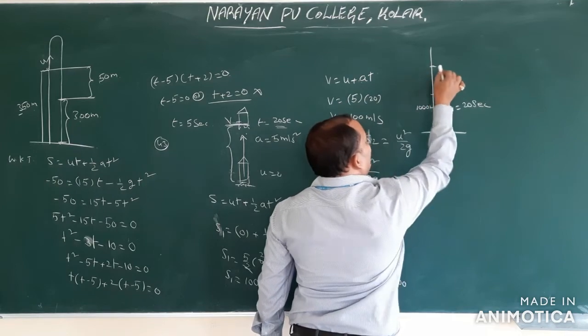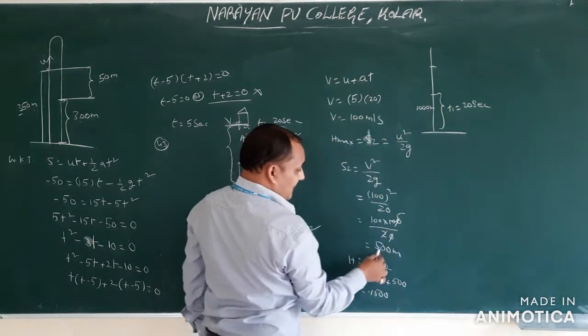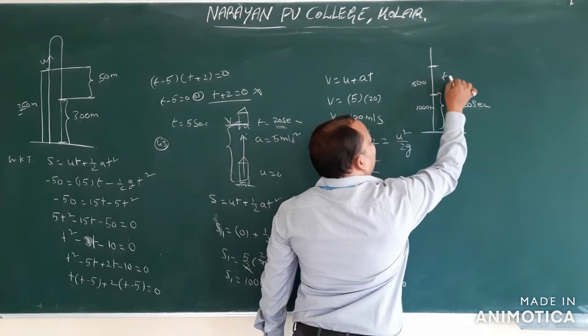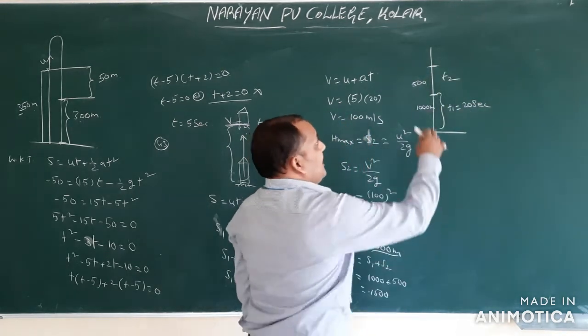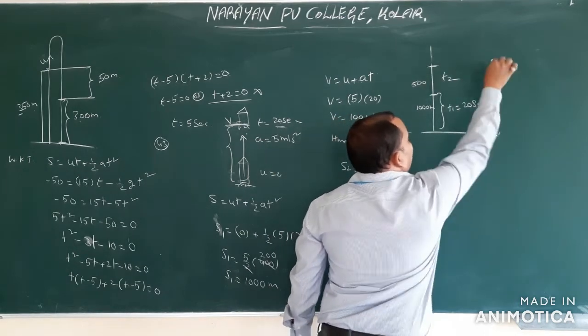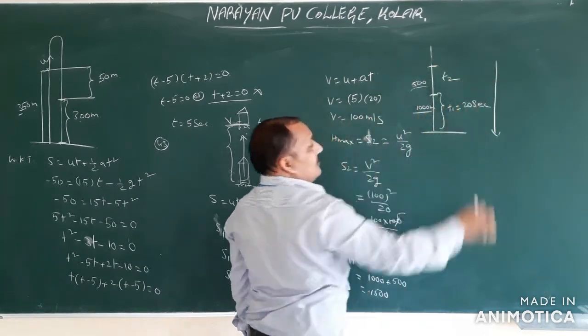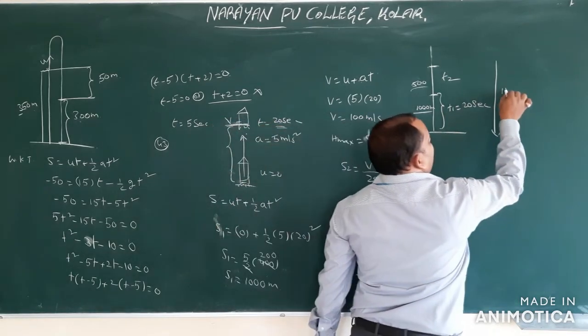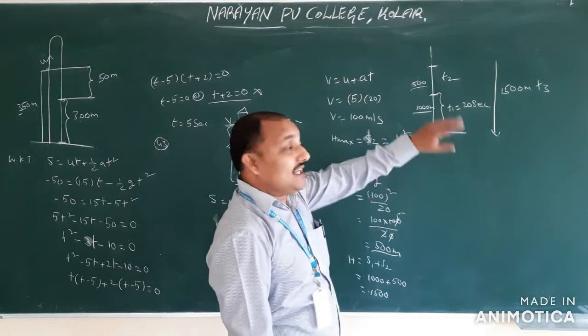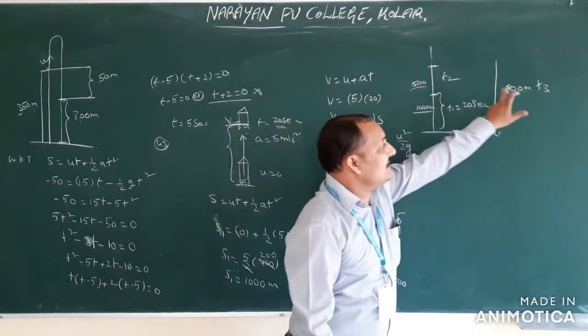Next, what height is it reaching after 1000 meters? 500 meters. So 500 meters from here to here, it is taking, let us assume, t2. After reaching 500 meters, again it is coming downwards. From what height is it coming downwards? 1500 meters. Let us assume that is t3. Now the total time is t1 plus t2 plus t3.